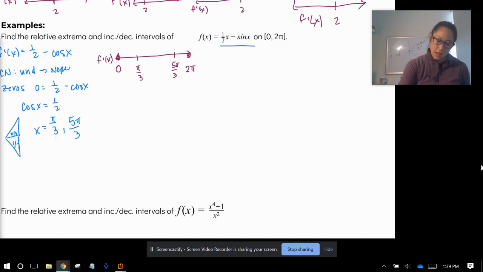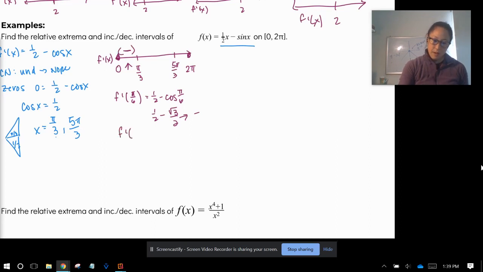So is f prime of, let's see, let's choose a value right here, like pi over 6 or 30 degrees, would give me 1/2 minus cosine pi over 6, which is 1/2 minus root 3 over 2. Root 3 over 2 is larger, so we're going to get a negative. Okay, just put them in parentheses.